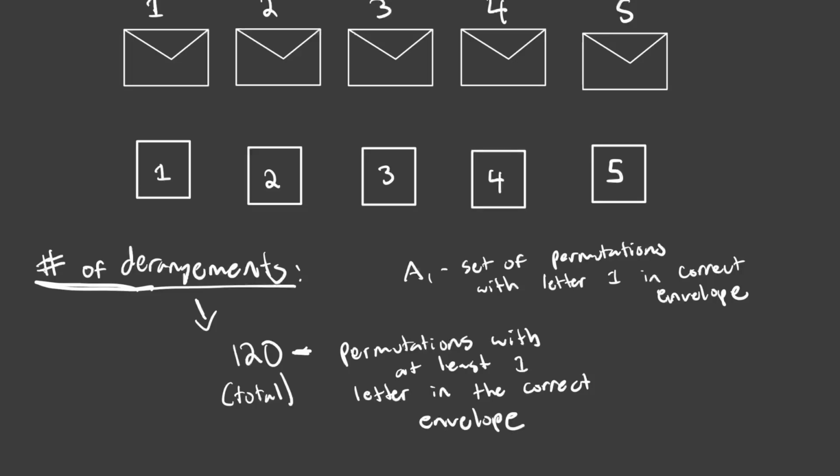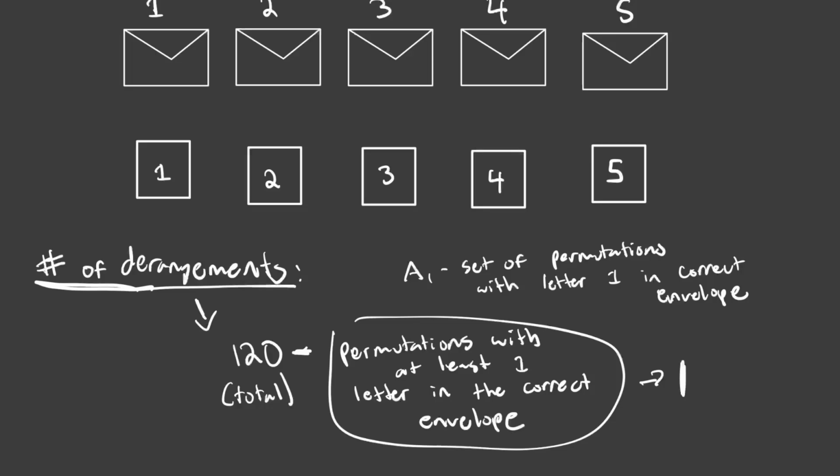That makes sense. And let's just define these variables A1, A2, A3, A4, A5. So A1 would be the set of permutations with letter 1 in the correct envelope, and etc. So A3 would be the number of permutations with letter 3 in the correct envelope. And then if we do that, we can change this term and represent it in set notation as the magnitude of A1 union A2 union all of these up to A5.